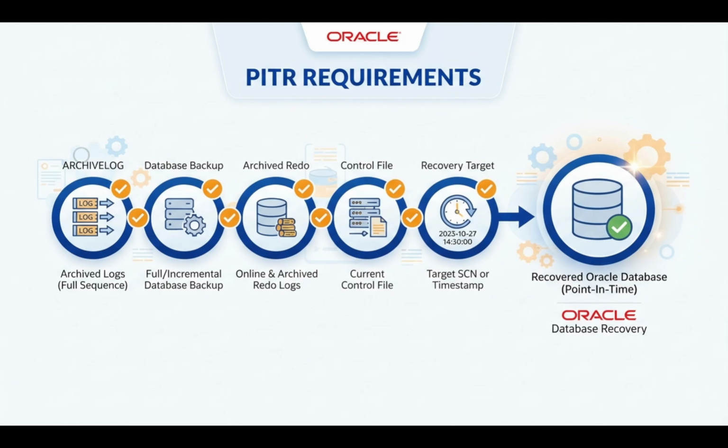Point-in-time recovery depends on having the right recovery components available. We need archive log mode enabled, a valid database backup, and the required archive redo. We also need the necessary control file information and, most importantly, an accurate recovery target. If critical parts of that recovery chain are missing, point-in-time recovery may not be possible.